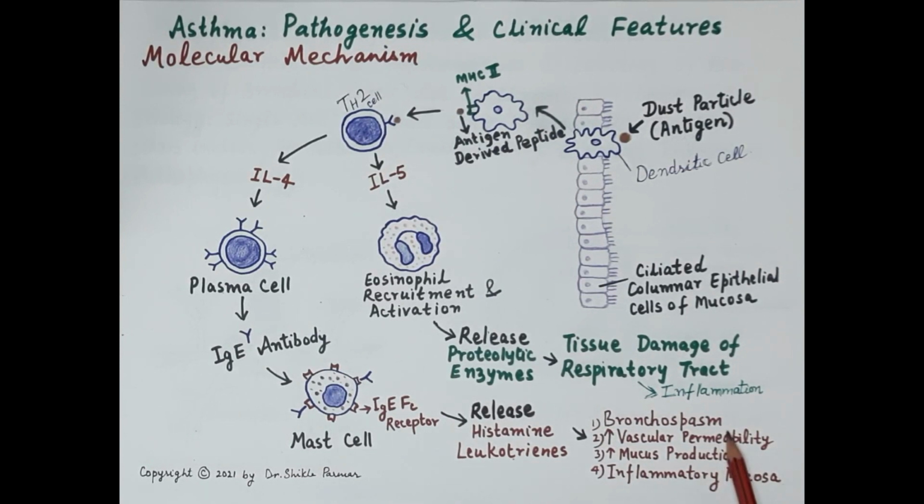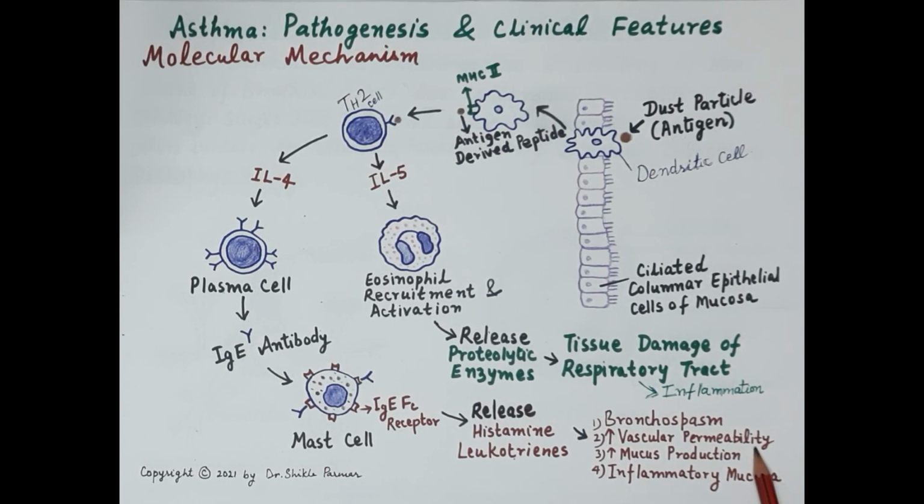because of the bronchoconstriction, because of the accumulation of mucus, because of the increase in vascular permeability, that is the dilation of the blood vessels, and this all results in shortness of breath. This all results in difficulty in breathing or dyspnea. So this is all about the pathogenesis and clinical features of asthma.